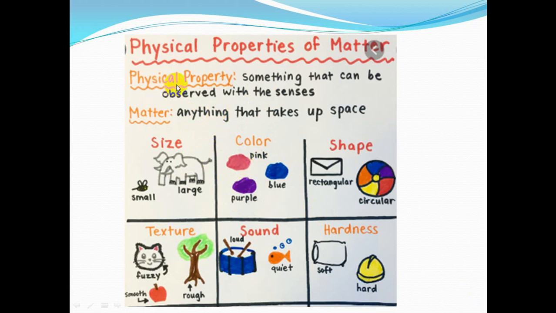And the meaning of physical properties is the characteristics that we can observe or measure directly, observed by our five senses or measured directly. Like what? What are some examples of physical properties? Like size, color, shape, texture, hardness, sound.